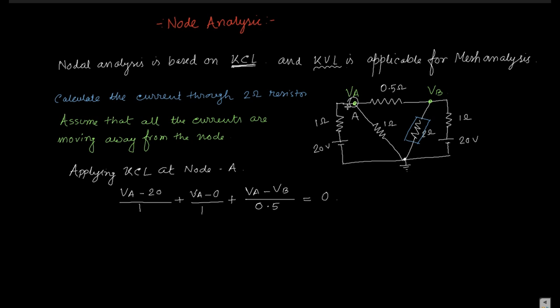This you can take as VA. So VA minus 20 by 1. This is the initial voltage source, this is the final voltage. So final minus initial is the difference in voltage. The difference in voltage should be in volt. So this volt V by this R is equal to I. We are going to write a current equation. So VA minus 20 by 1 plus VA minus 0.